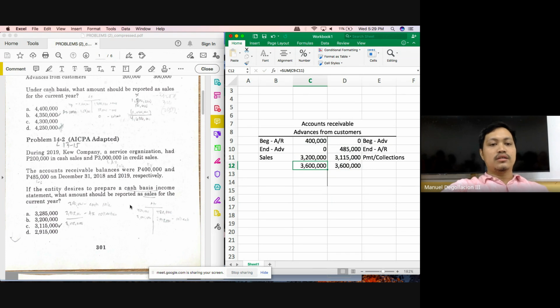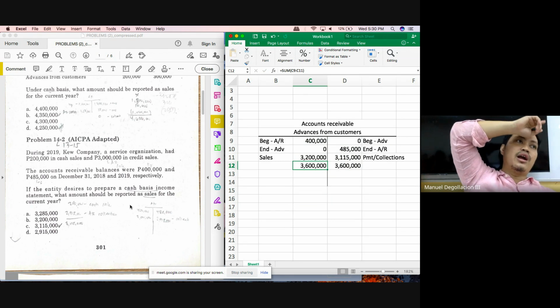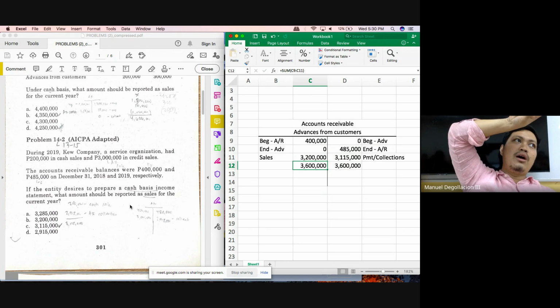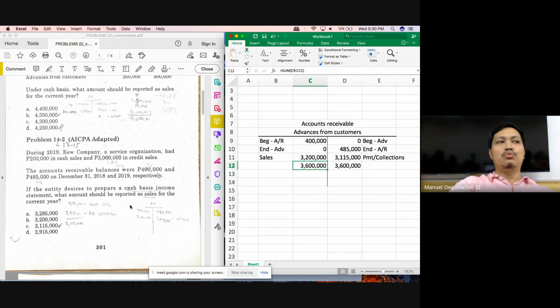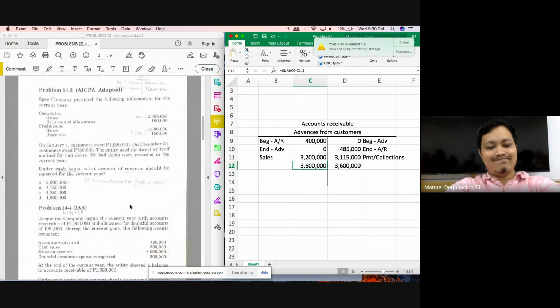And how else is this different from 14-1? There is also no write-offs. Okay? Because again, why is the write-off relevant in the previous problem? Because it affected your AR. Because what we really need is your AR balance before the write-off, so that the amount of change would only come from the difference between the sales on account and the collection. Let's proceed with 14-3.